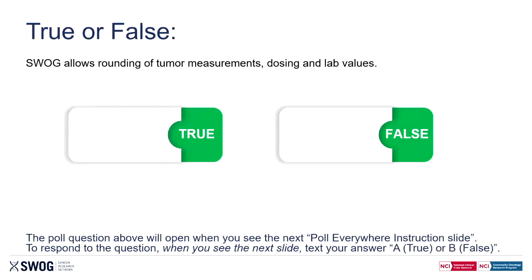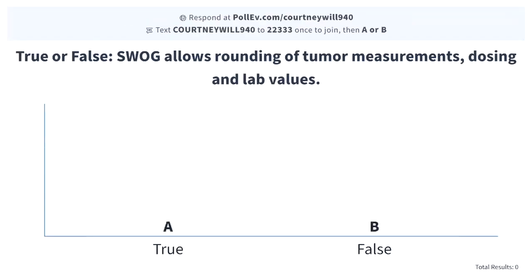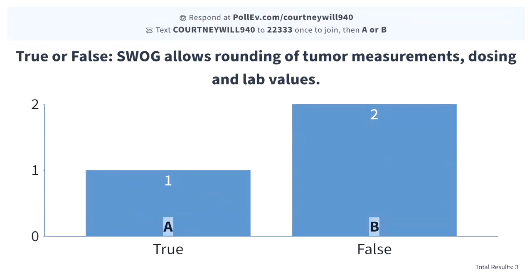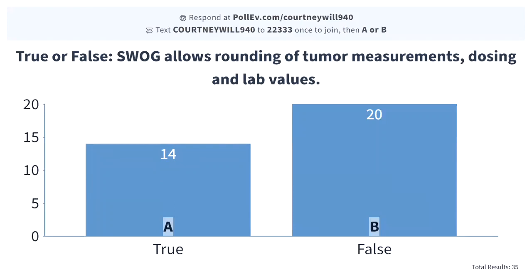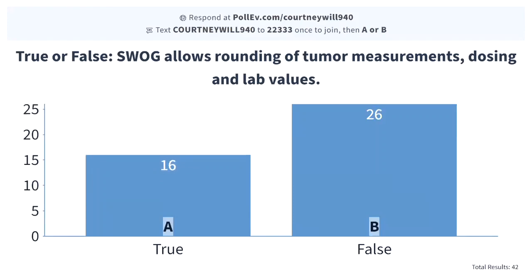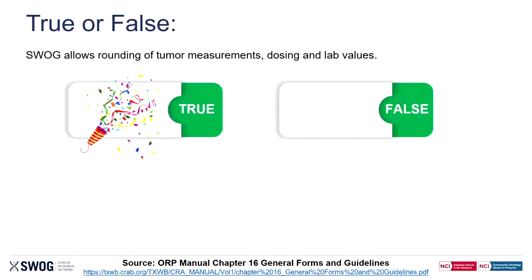All right, true or false? SWOG allows rounding of tumor measurements, dosing, and lab values. Man, is that good timing for you. SWOG allows rounding of tumor measurements, dosing, and lab values. I think it's super appropriate that this is split. All right, someone's got to commit an answer. Ooh. All right, that's close. That's very, very close. The answer is true. True did not get the most votes.